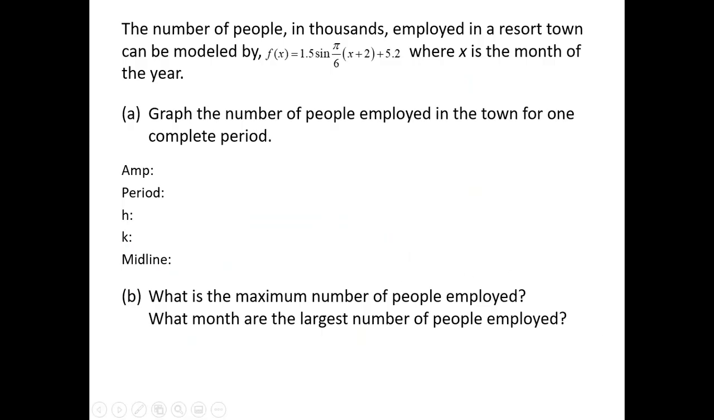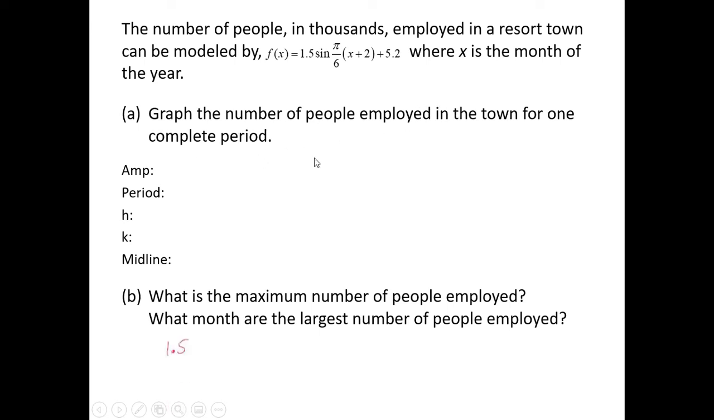All right, here is a real life scenario. The number of people in thousands employed in a resort town can be modeled by f of x equals this sine function, where x is the month of the year. So 1 would be January, 2 would be February, and so on. Graph the number of people employed in the town for one complete period.